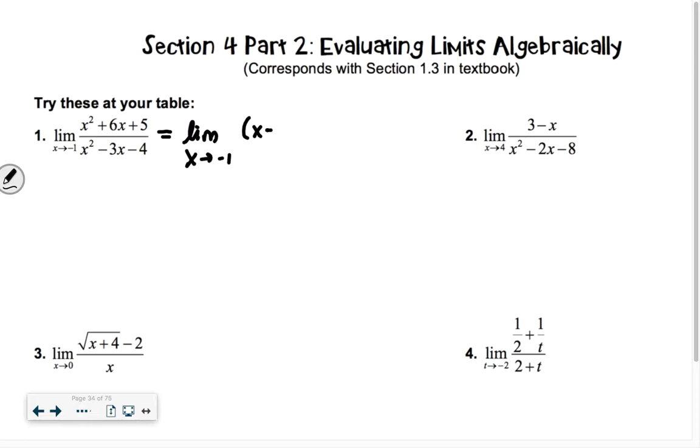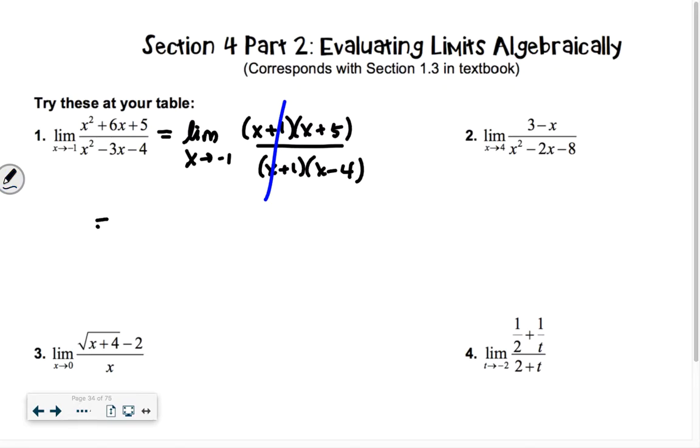It factors into x plus 1 times x plus 5 all over x plus 1 times x minus 4. So when you did, the x plus 1 should have canceled. That removes the part that made it undefined. Okay, so now you're able to plug in -1 without getting 0 over 0.